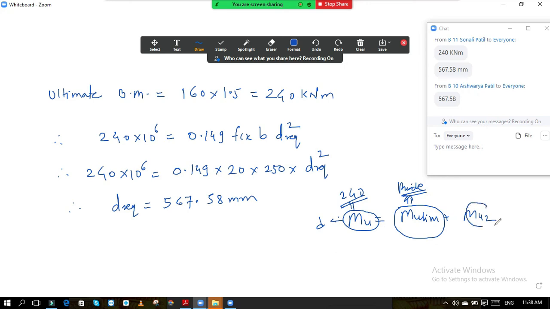That is why we are adding this additional section to balance this. So whatever required depth, we are not actually going to provide it in the doubly reinforced section.